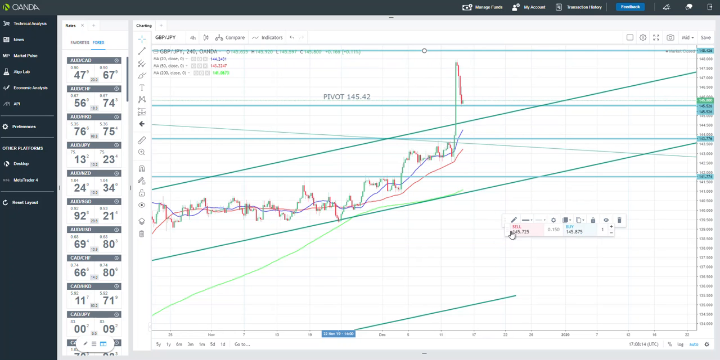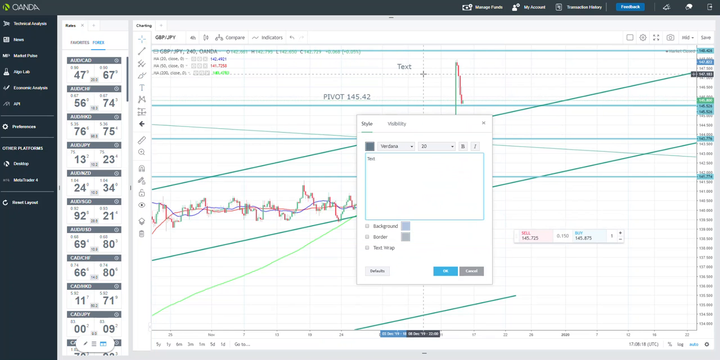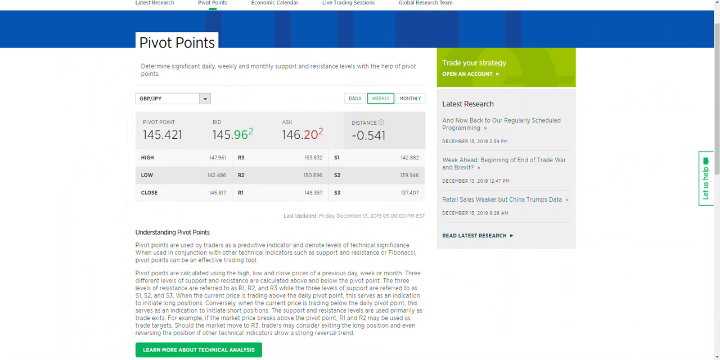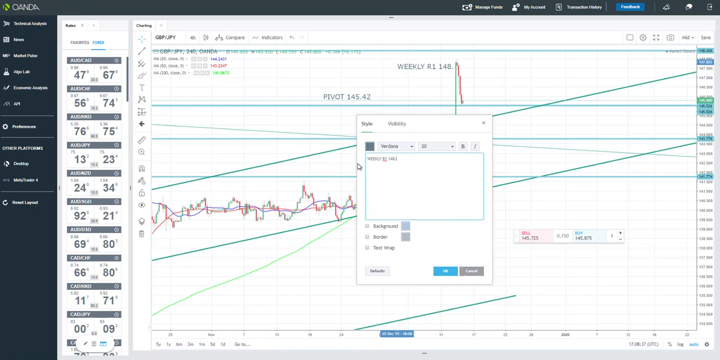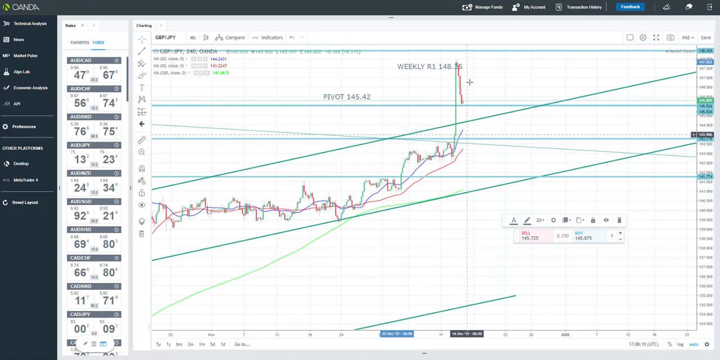So what that means is that there's a good chance, by the pivot point strategy, that price could reach this point at some point this week. It could also go in the other direction and visit support. So these are just mapping out the different potential destinations. 148.35. Okay, I'm going to go ahead and put this right here. So that's my weekly R1.